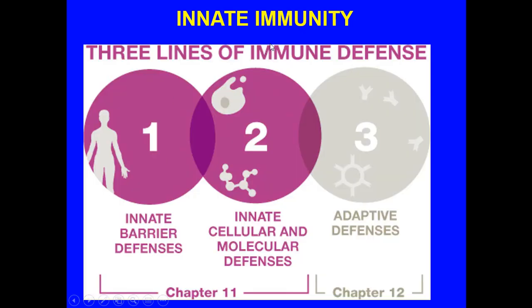So as we look at this, we're going to have the 3 lines of immune defense in our discussion today. 2 of the 3, I should say. The innate barrier defenses, and the innate cellular and molecular defenses. The adaptive defenses will be in the next follow-up chapter.